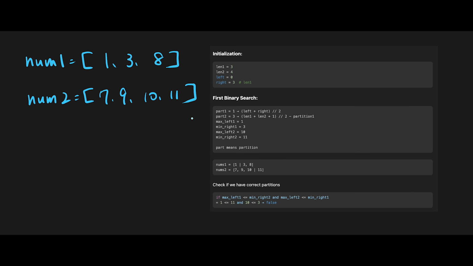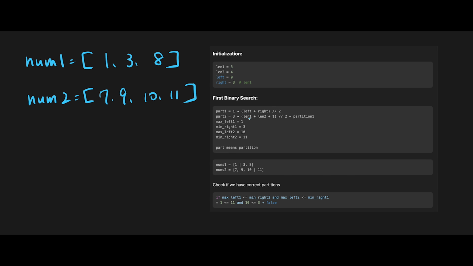Okay, from now on, let's see how it works. So nums 1 is 1, 3, 8, and nums 2 is 7, 9, 10, 11. So initialization, length 1 is 3, right? And the length 2 is 4. And the left pointer is 0, and the right pointer is 3. So I mean length 1. So we use nums 1 for binary search. And partition 1, so part means partition. So partition 1 is left plus right divide 2. So that is 1, right?